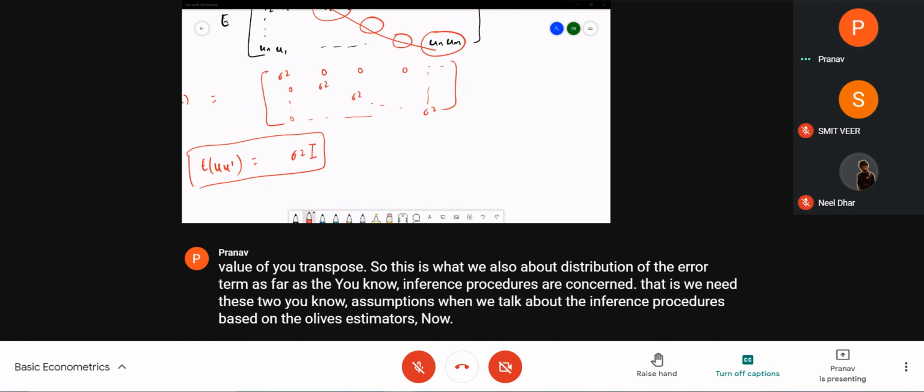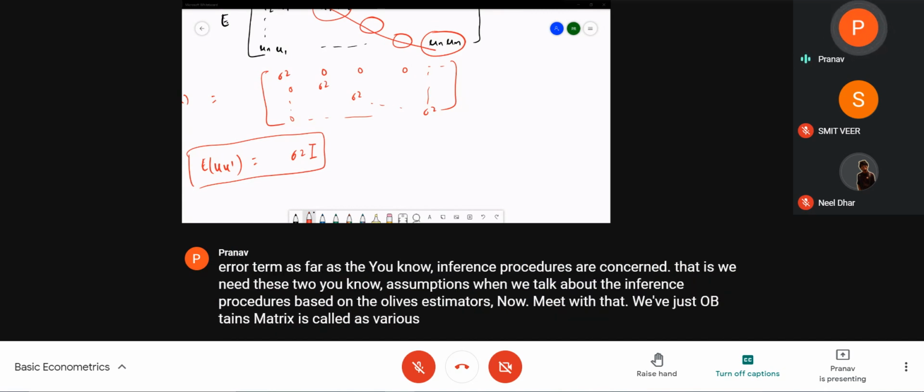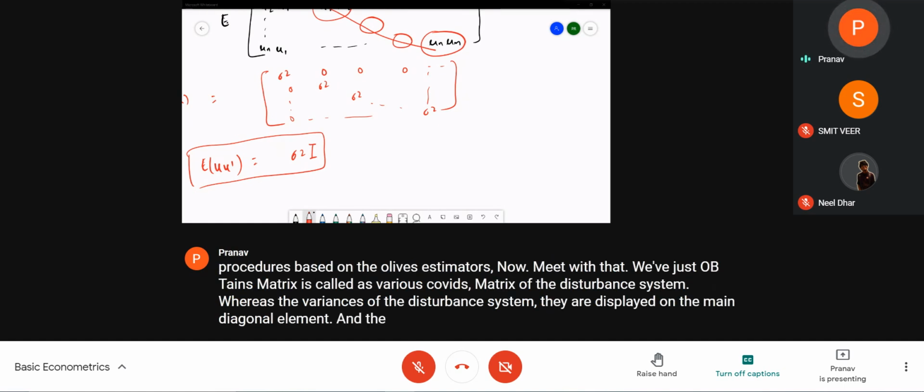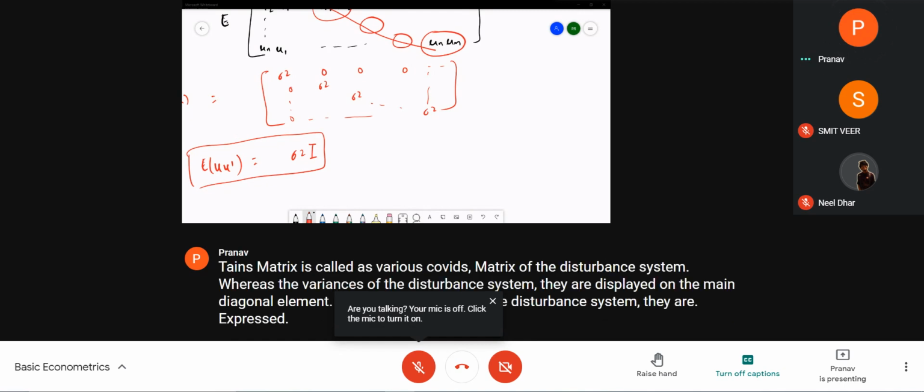Now, the matrix that we have just obtained is called the variance covariance matrix of the disturbance system. The variances of the disturbance system are displayed on the main diagonal elements, and the covariances of the disturbance system are expressed on the off-diagonal positions, that is, they are not on the diagonal positions.